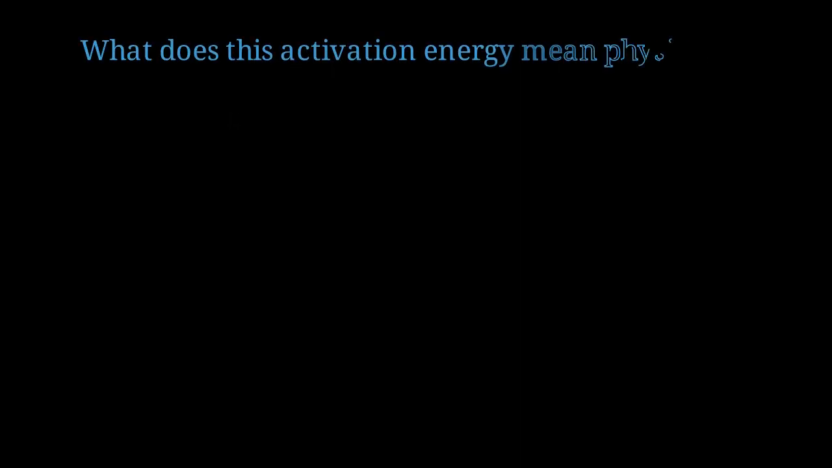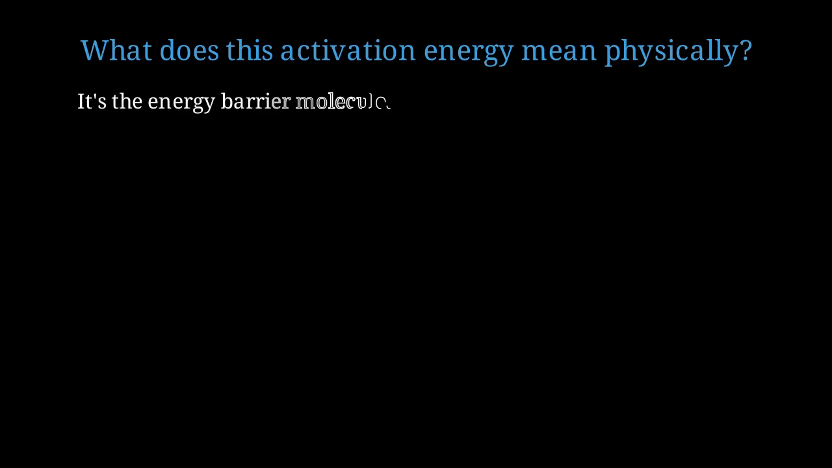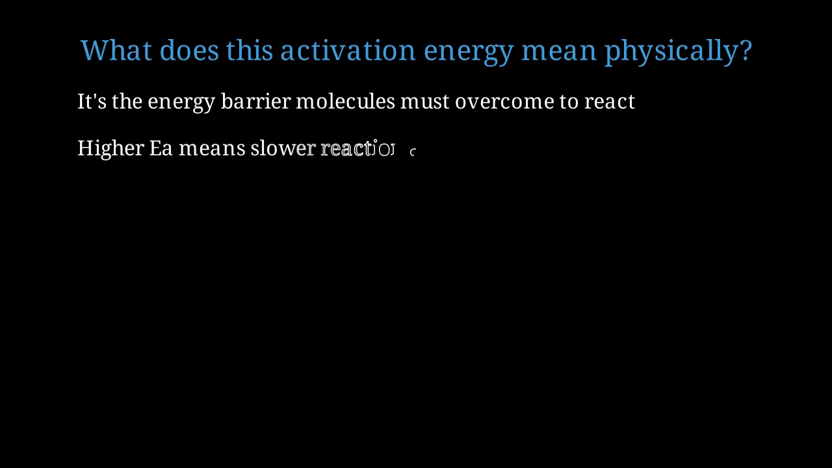So what does an activation energy of 63 kilojoules per mole actually mean? It means that on average, molecules need 63 kilojoules per mole of energy to successfully collide and react. This energy goes into breaking bonds in the transition state. A higher activation energy means fewer molecules have sufficient energy at a given temperature, so the reaction is slower. A lower activation energy means faster reaction.